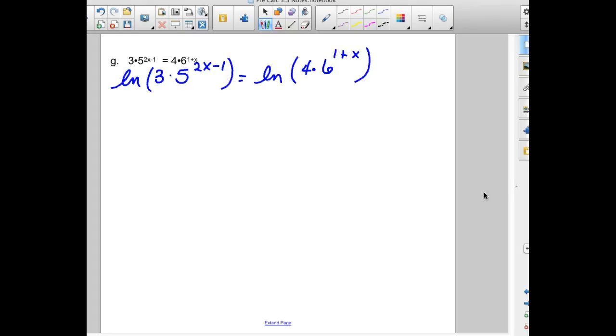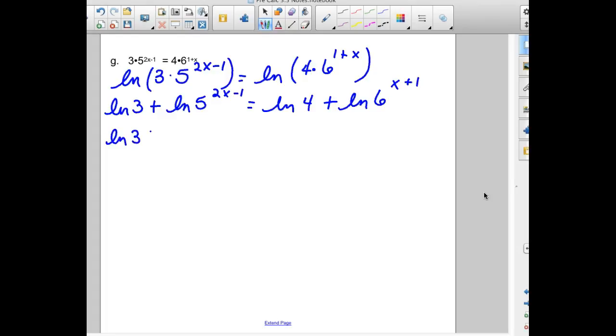All right, then we can expand those sides. So we have the natural log of 3 plus the natural log of 5 to the 2x minus 1. On this side we have the natural log of 4 plus the natural log of 6 to the x plus 1 power. And then we're going to bring our powers in front. All right, and then we have to distribute.